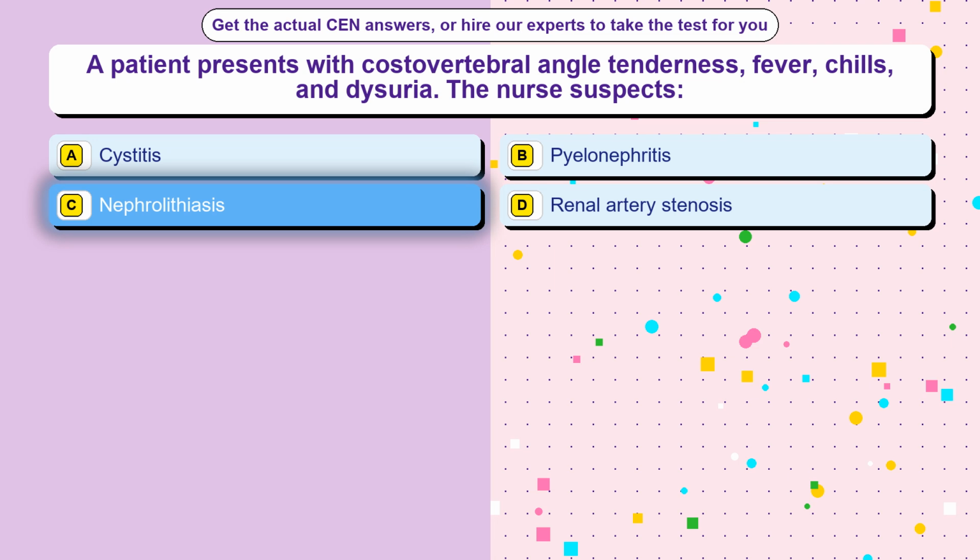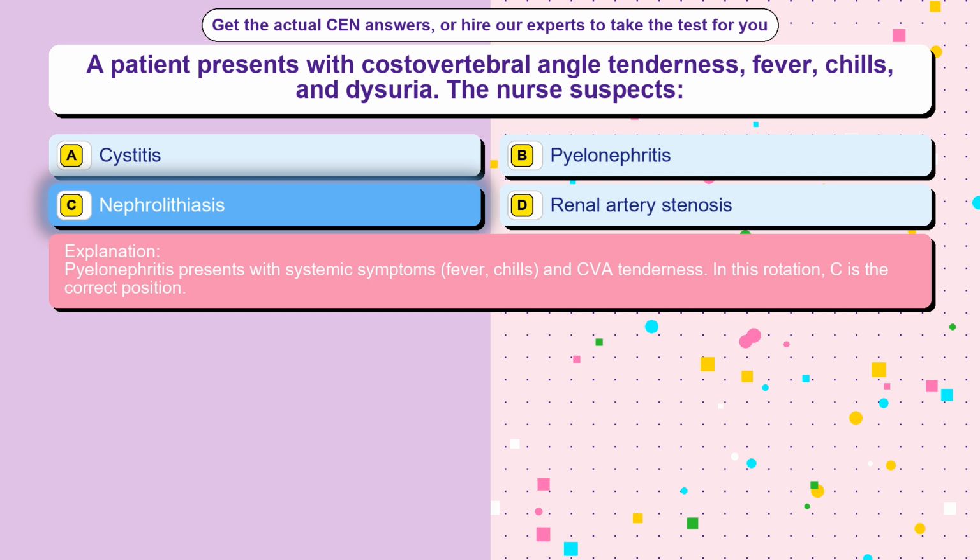The correct answer is option C. Nephrolithiasis. Pyelonephritis presents with systemic symptoms, fever, chills, and CVA tenderness. In this rotation, C is the correct position.